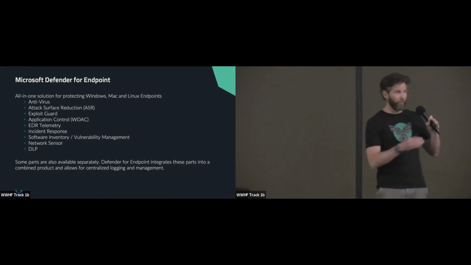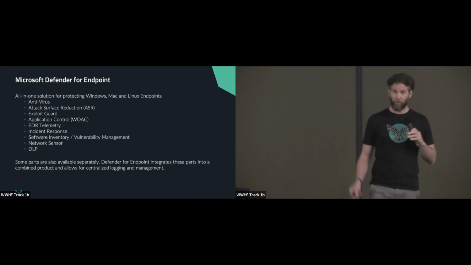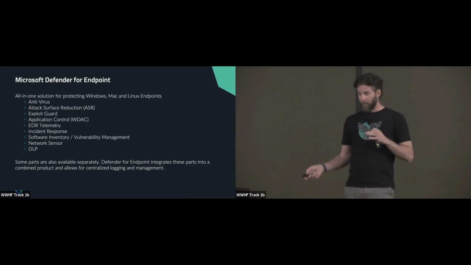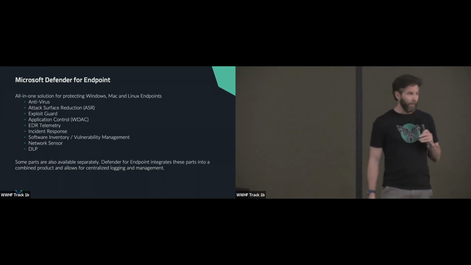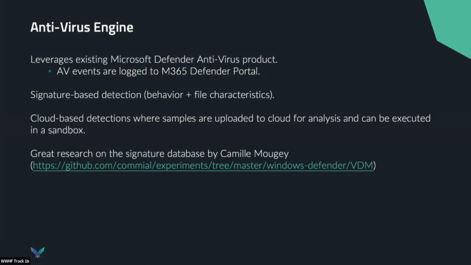And not everything on this list is actually something you pay for, right? Of course, the AV is just on your Windows box when you install it. And even ASR and application control are just there. So first of all, AV, everybody has it or uses it up to a certain point. It's easily bypassed, of course. It's just signature based. But still, why not use it?